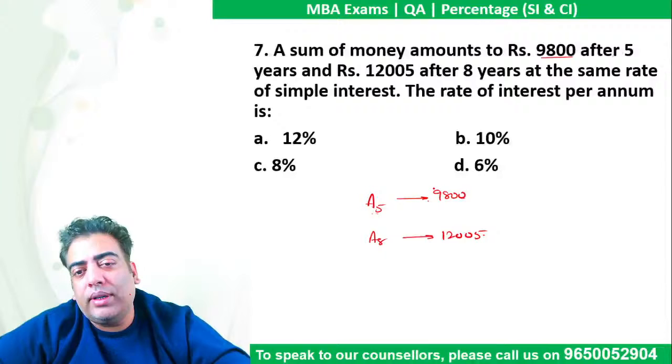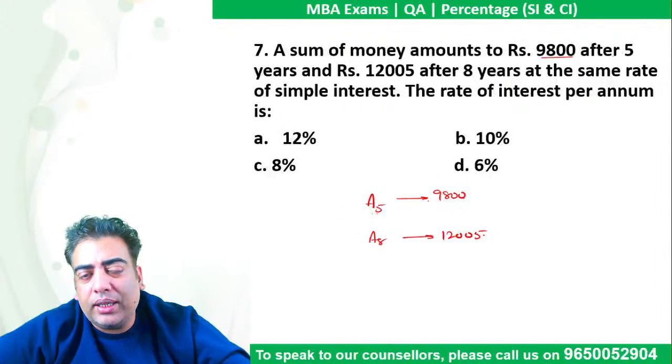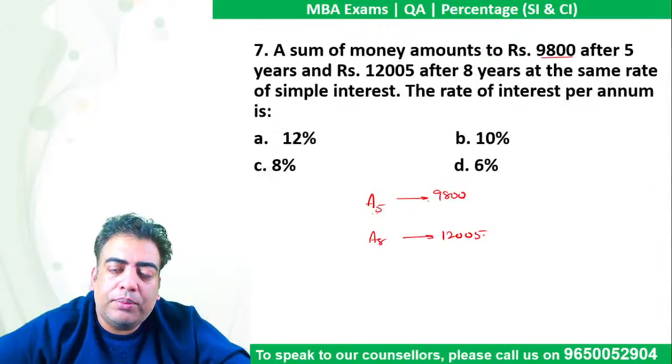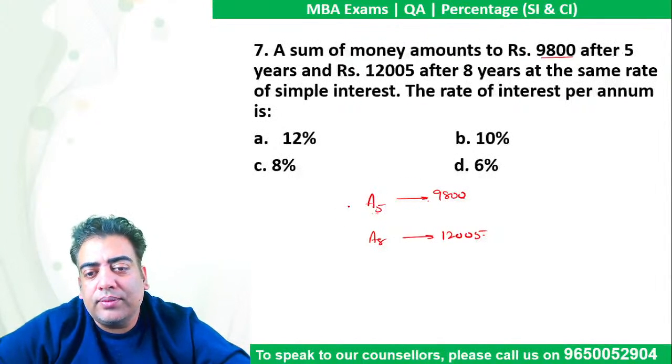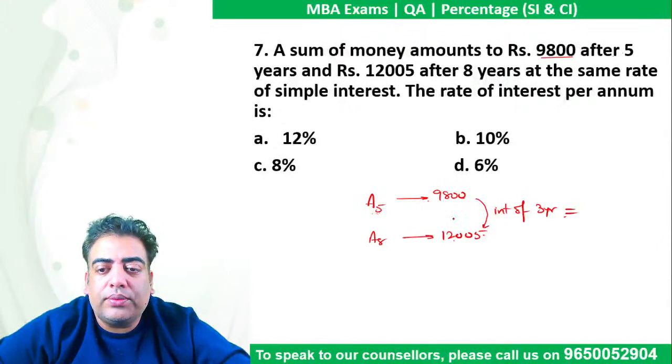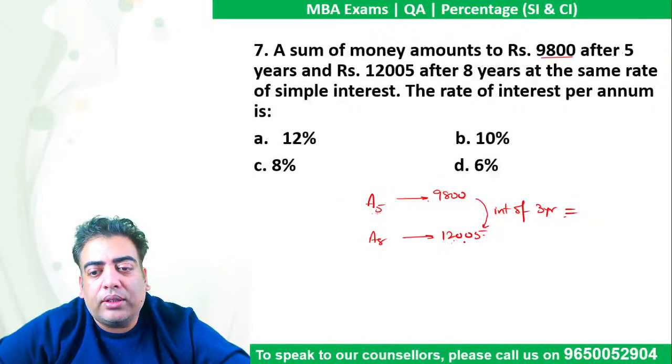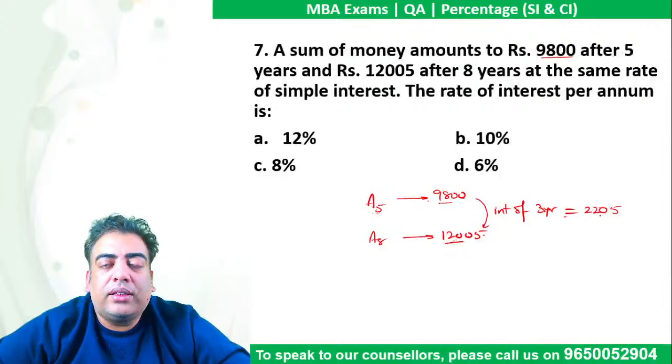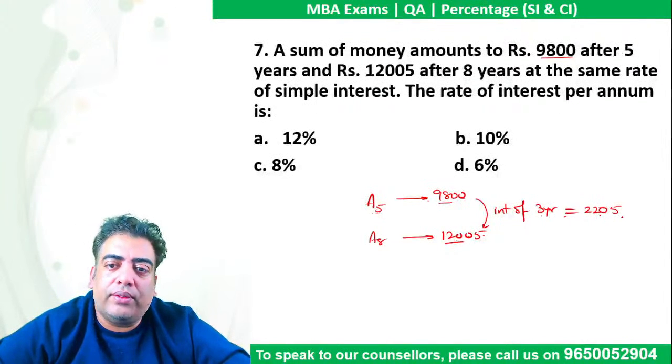Now in order to calculate rate of interest, we can apply the formula also, right? But that will be a bit lengthy. What we can think is that from 5 to 8, the increase in this value is nothing but interest of 3 years, which is equivalent to the difference of these two. So if I subtract 12,005 and 9,800, 5 minus 0 will be 5, 0 minus 0 will be 0, and 120 minus 98 comes out to be 22. So in 3 years, the interest is 2205.